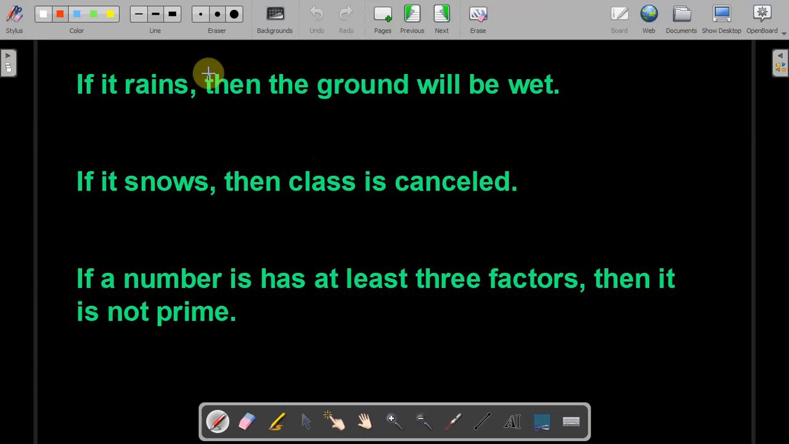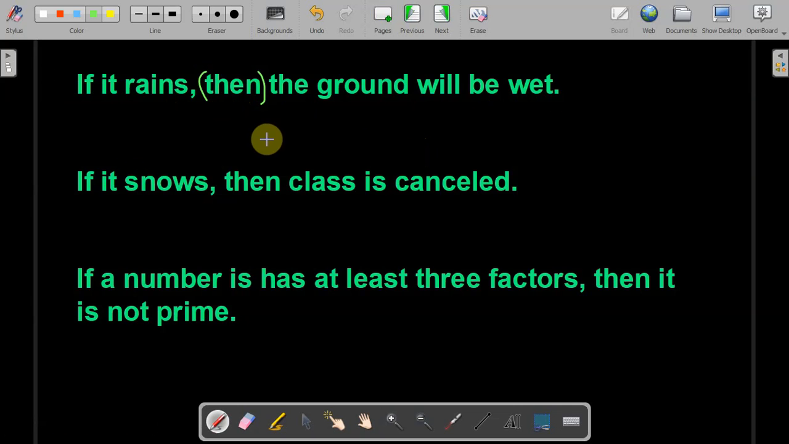Now, a couple of words about this. One thing is the word then in English sometimes can be omitted, and it's not a big deal. It has the same meaning. So we could say, if it rains, the ground will be wet. You can skip the then, but we still would call the ground will be wet the then part of the conditional statement, even if the word then isn't there. Now the word if should be there, or something like it, for the if part.